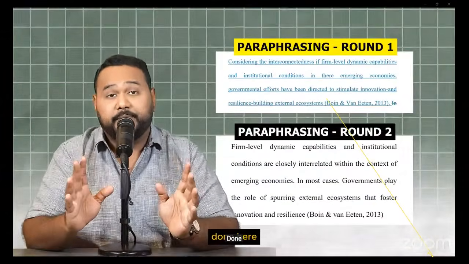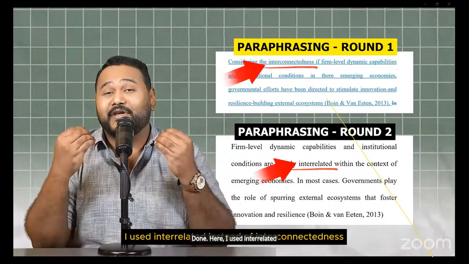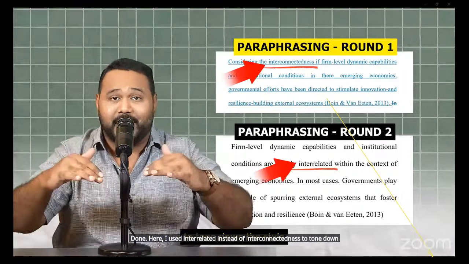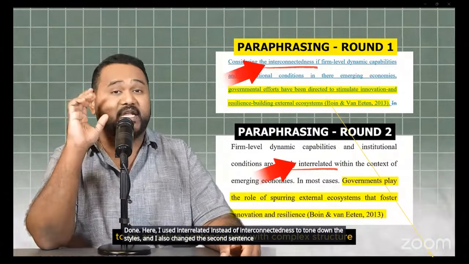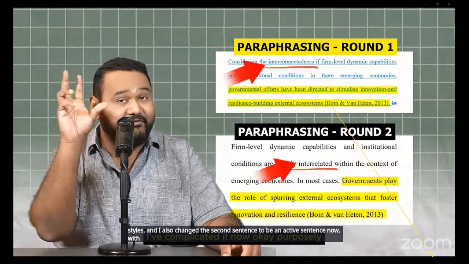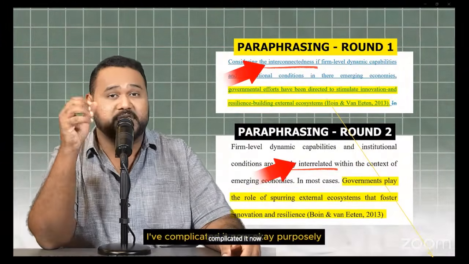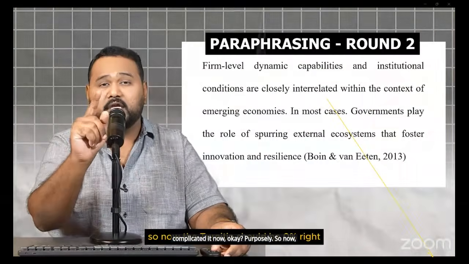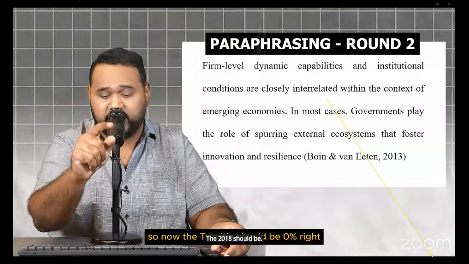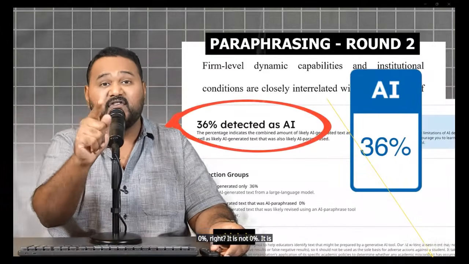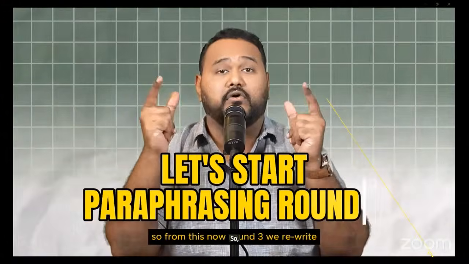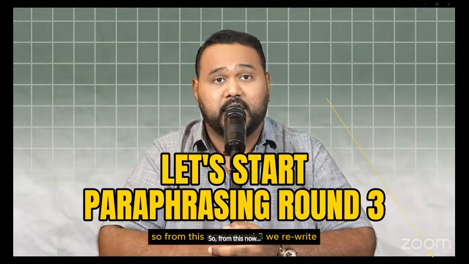Done. Here, I used interrelated instead of interconnectedness to tone down the style. And I also changed the second sentence to an active sentence now with complex structure. I've complicated it now, purposely. So now, the Turnitin should be 0%, right? It is not 0%. It is 36%, so from this, now round 3, we rewrite.